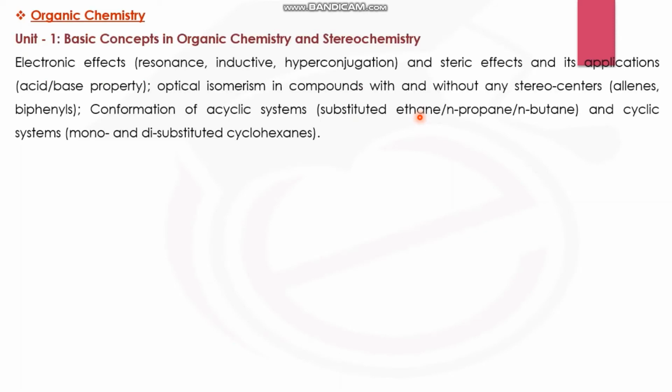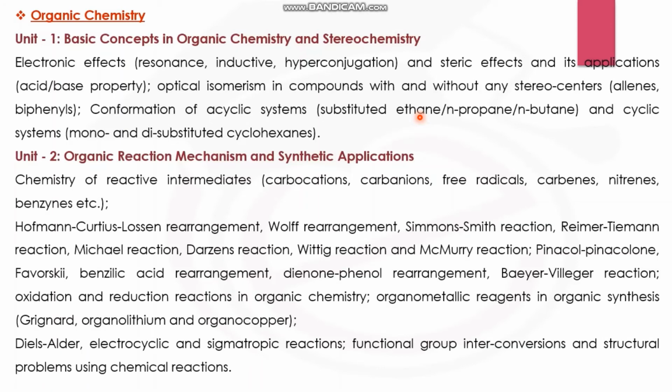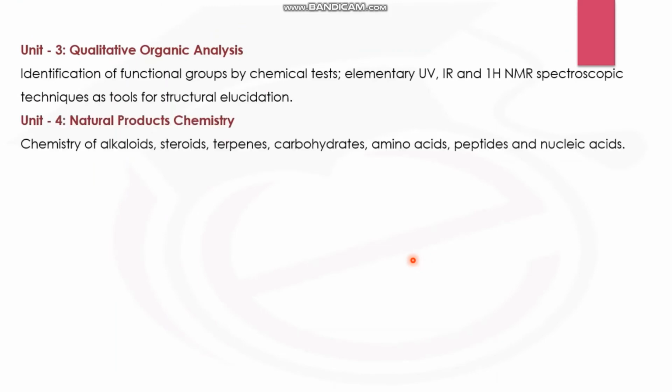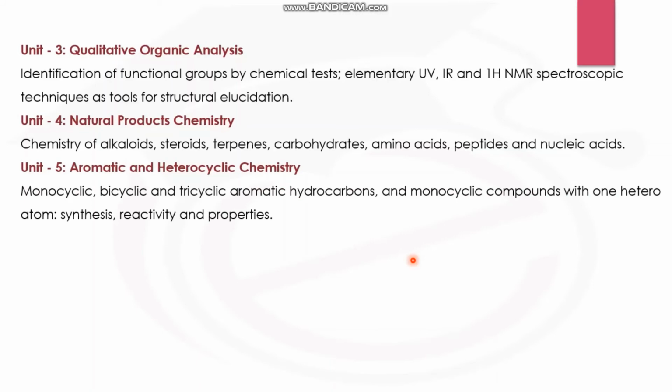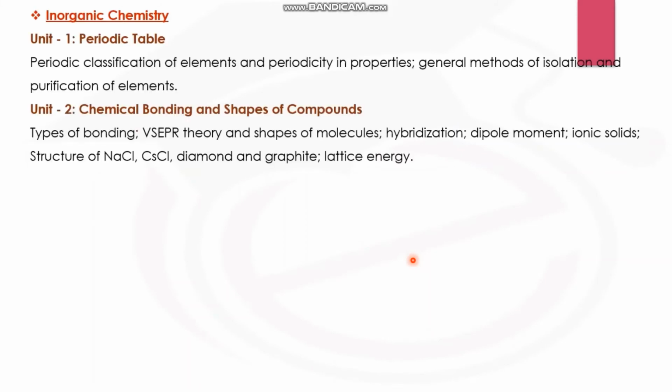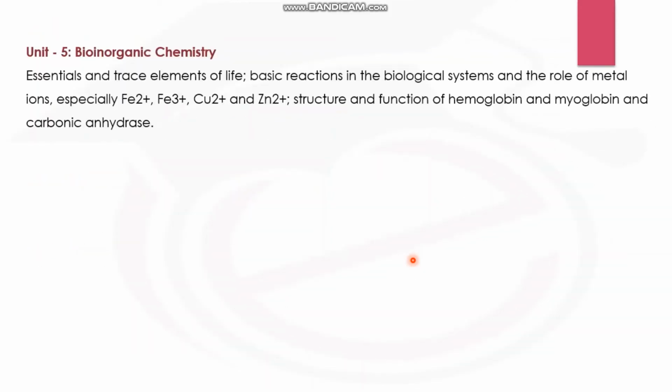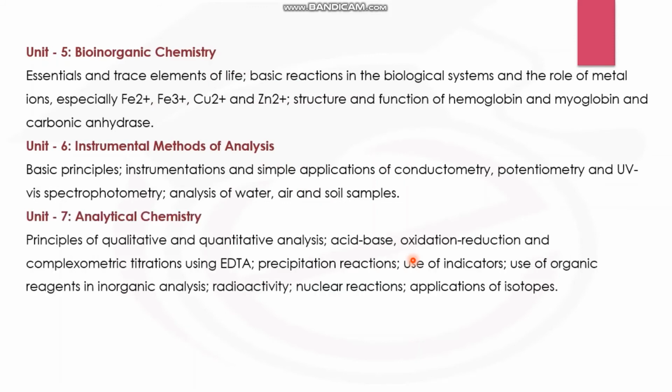And now we can go to organic chemistry. In organic chemistry, some basic concepts of organic chemistry and stereochemistry, then organic reaction mechanism and synthetic applications. You can see here a lot of named reactions that you have to study. Then qualitative organic analysis and natural products, also aromatic and heterocyclic chemistry. These five topics are included in organic chemistry. Coming to inorganic chemistry, it contains the periodic table, chemical bonding and shape of compounds, main group elements, transition elements, also bioinorganic chemistry, instrumental methods of analysis, and last, analytical chemistry.